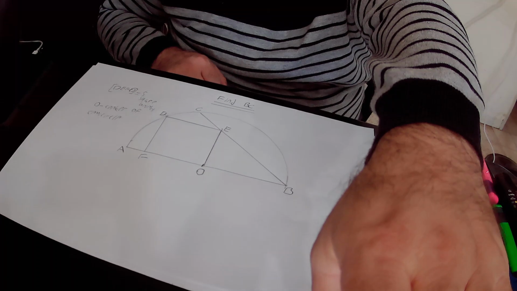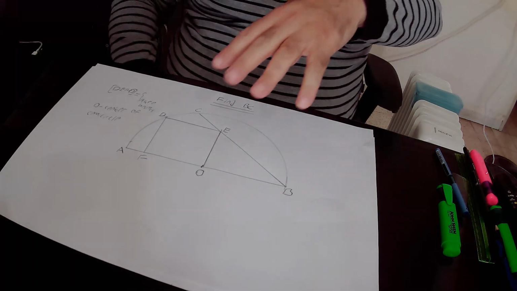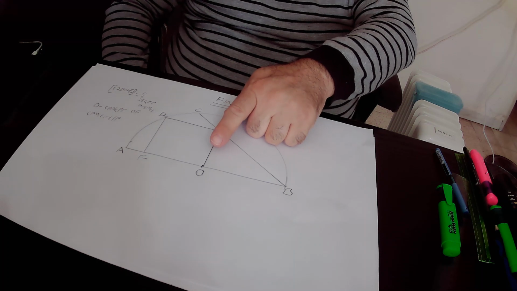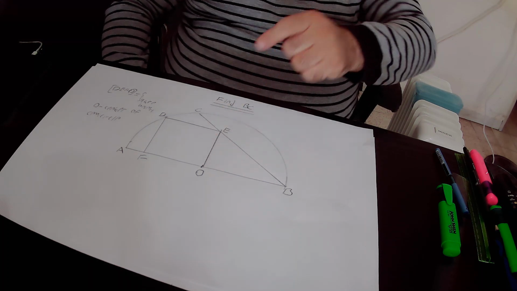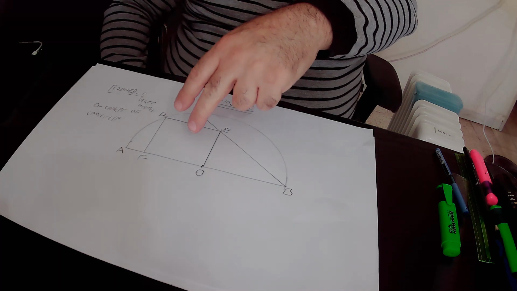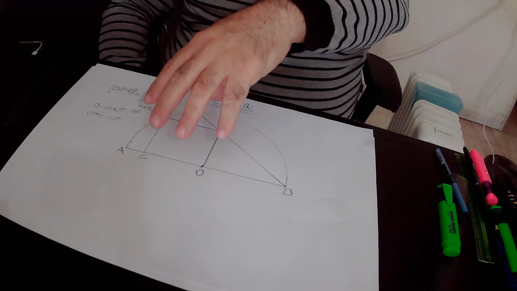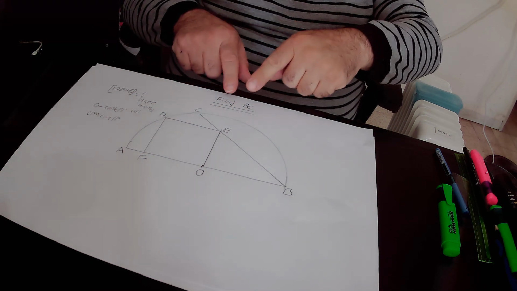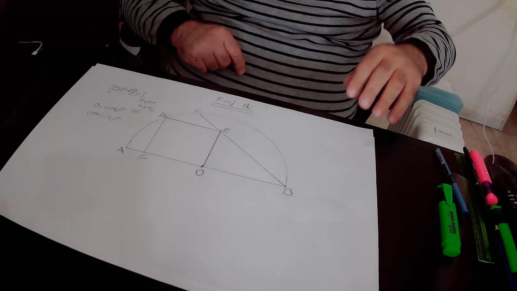Hello, in this lecture we'll find out the length of chord CB. In the drawing we have a semicircle. We know that the center of this semicircle is at point O. Inside the semicircle we have square DEFO, and we know that the area of this square is 5 units. Our mission is to find out the length of this chord called CB.